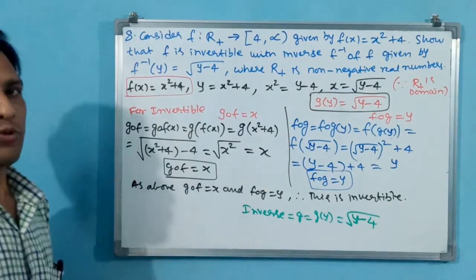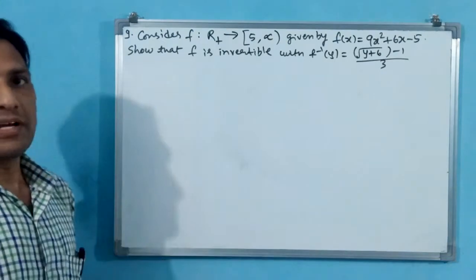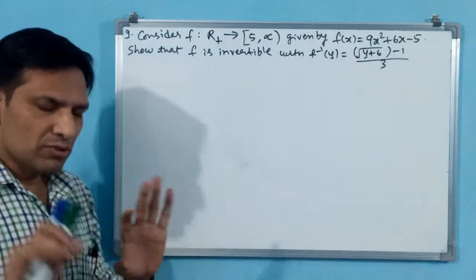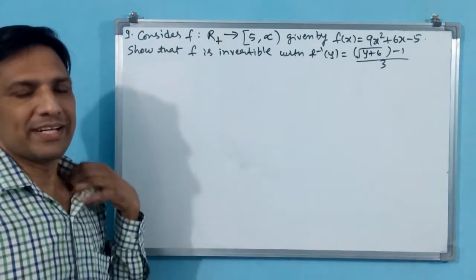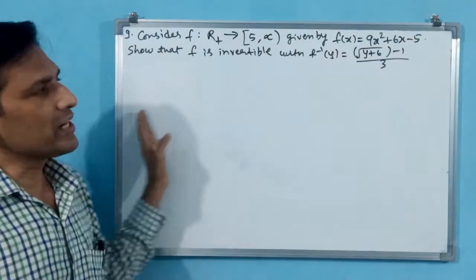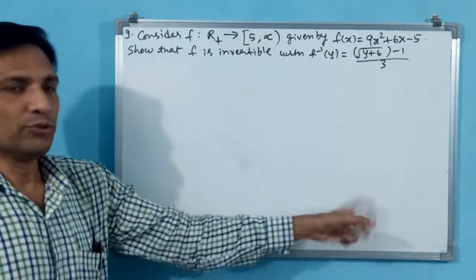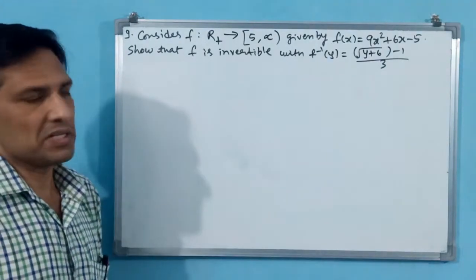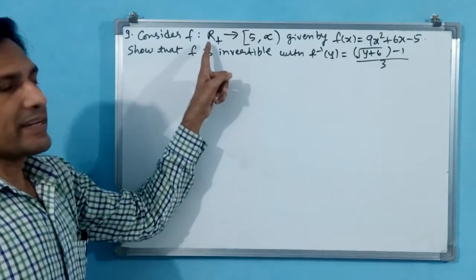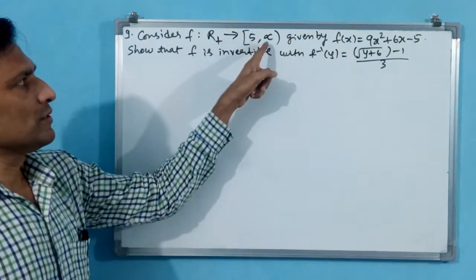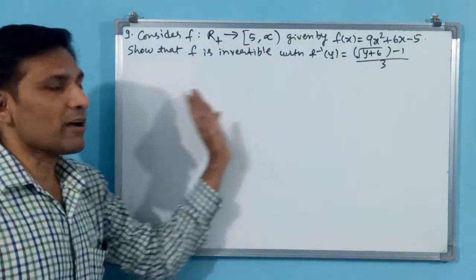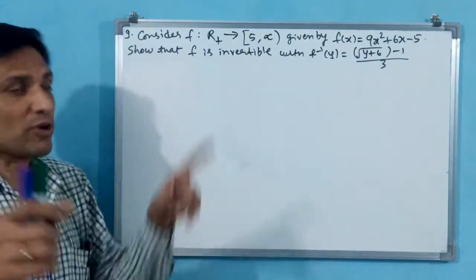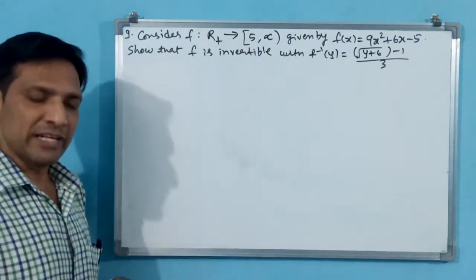Let us go for the 9th question also. See the 9th question. It is a peculiar question, you have to tackle it carefully or else you are not going to get the answer. Why? Because you cannot bring G unless you do some quadratic modification. Consider F from R plus to 5 to infinity. Here also, like the earlier problem, he has not written it, but you have to take R plus as non-negative real numbers.